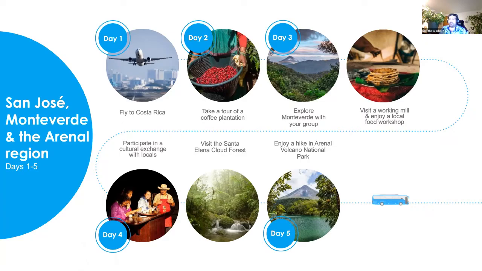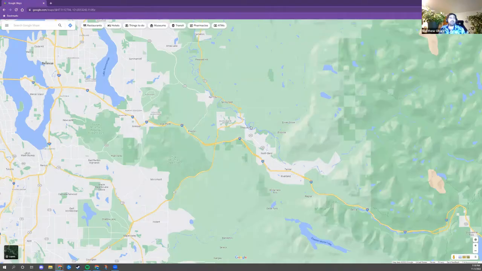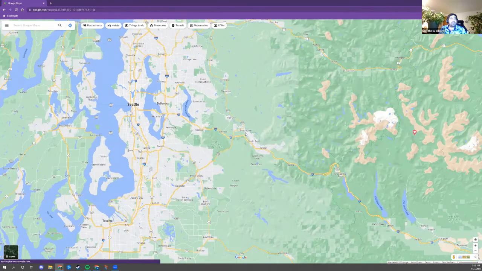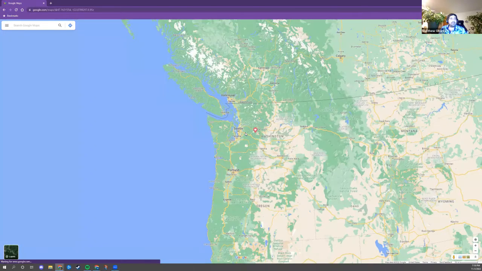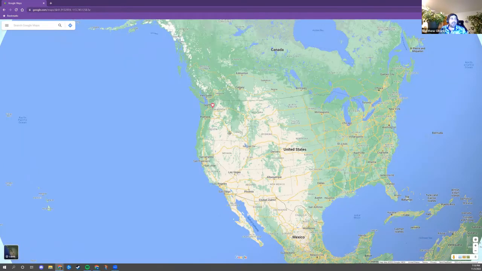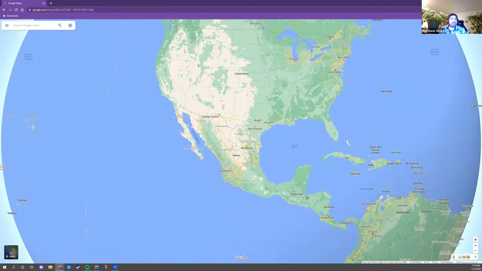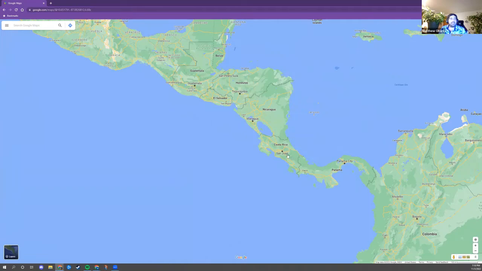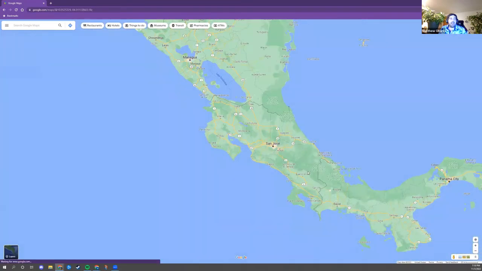Let's look at a map real quick so everyone knows, just in case you're wondering where Costa Rica is. So here we are out here in Snoqualmie, Washington, and let's zoom out and keep zooming out a little bit more. There we go. So there's the United States. Costa Rica is way down here in Central America, the second most southern country in Central America.